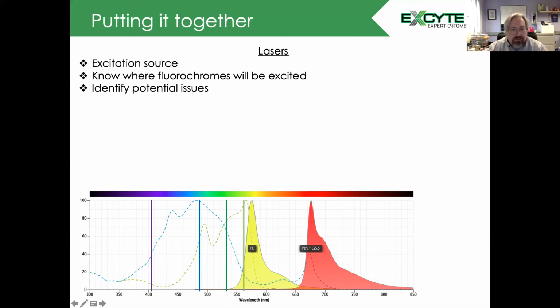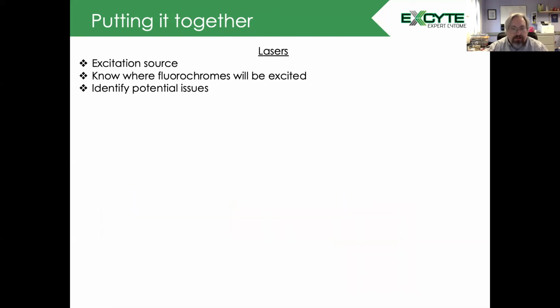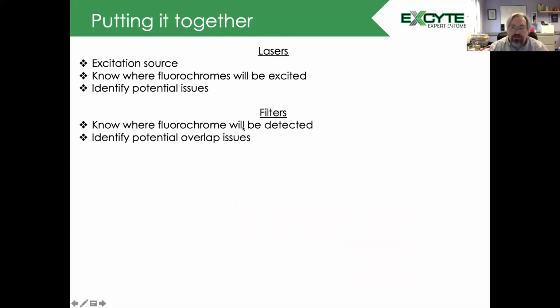PE, likewise, has three excitation lines, 488, 532, and 561, and a smaller one at 405. And if you have two of these lines on your system, you'll have to, again, be careful when you design your panels using PE.